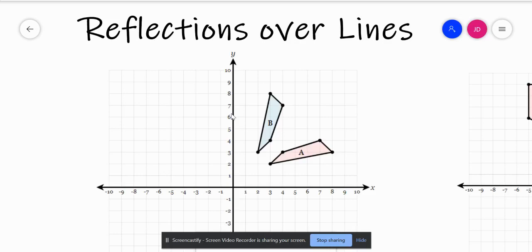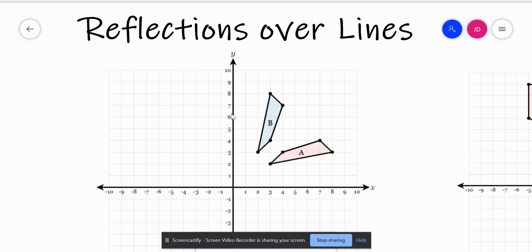In today's video, we're going to be looking at more types of reflections, specifically over different types of lines. So we've looked at reflections over an axis, for example, the x-axis and the y-axis, but now we're going to be looking at different types of lines a figure can be reflected over.